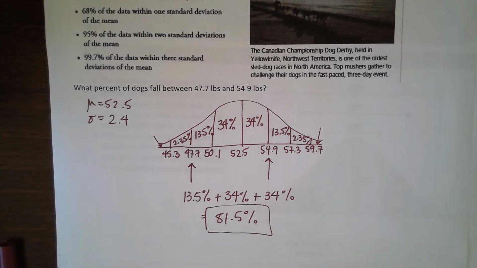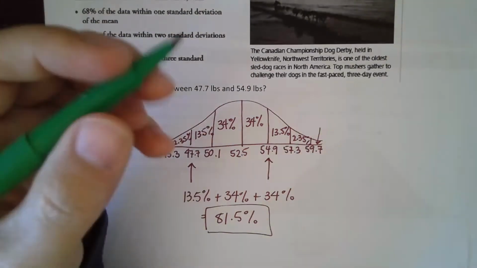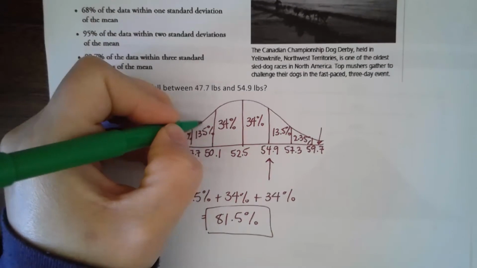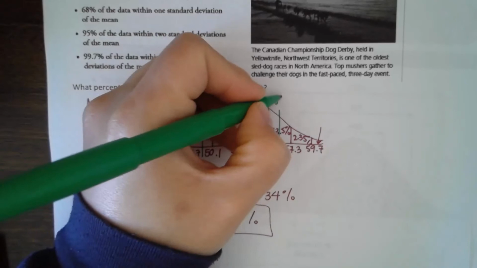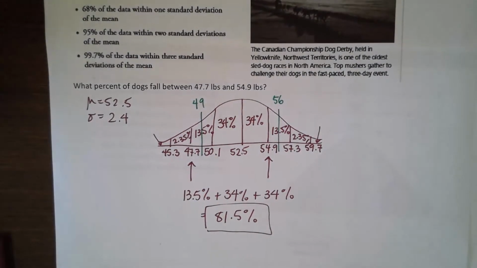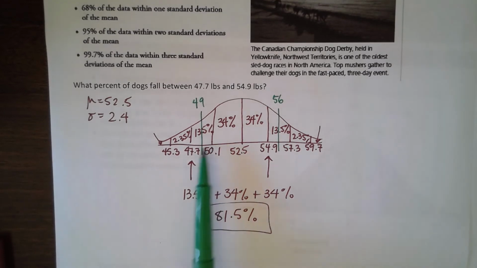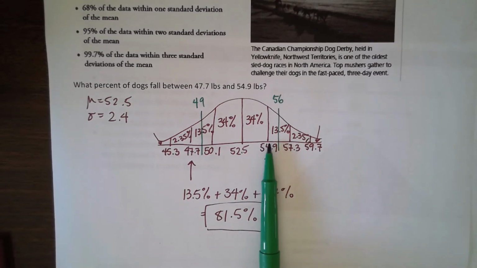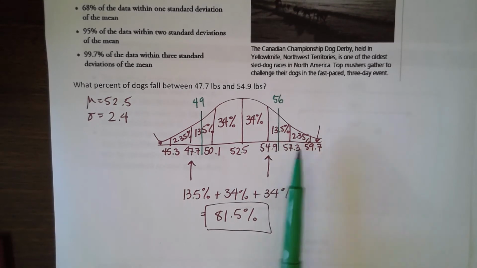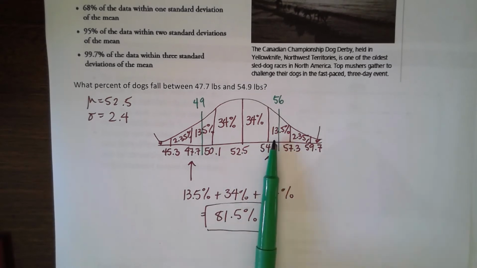But what if I wanted to know what percentage of dogs fall between 49 pounds and 56 pounds? And those numbers don't line up with our exact +1, +2, +3 standard deviations, right? 49 is between -1 and -2 standard deviations, and 56 is between +1 and +2 standard deviations, kind of somewhere in between. How do we figure out the answer to that question?